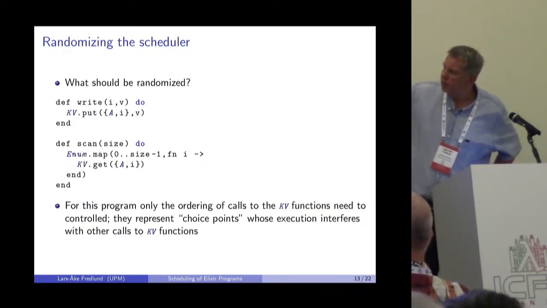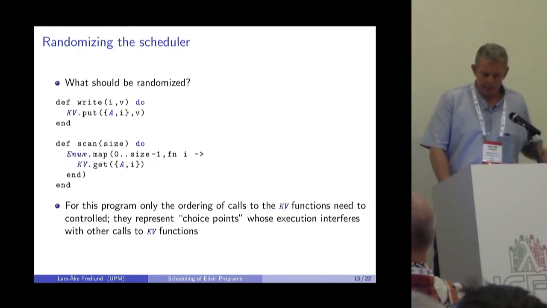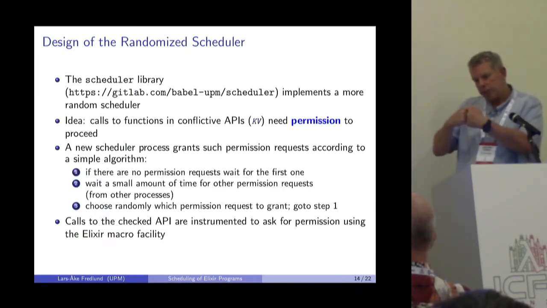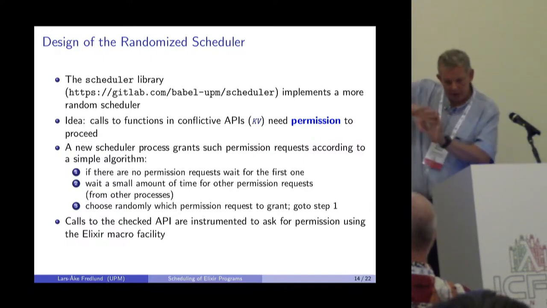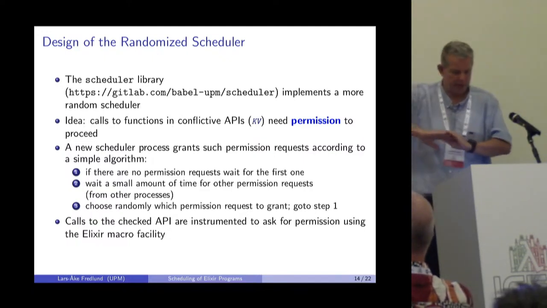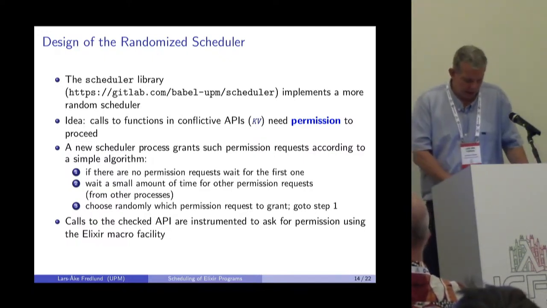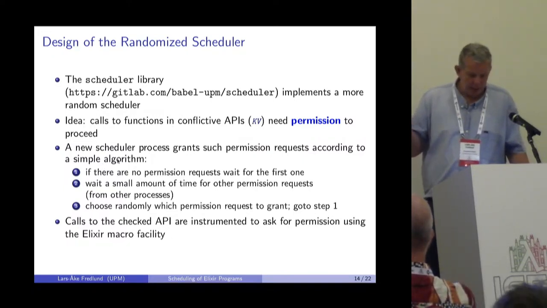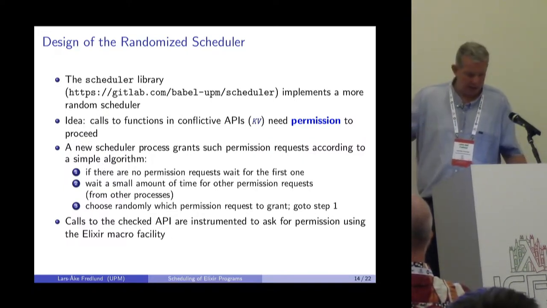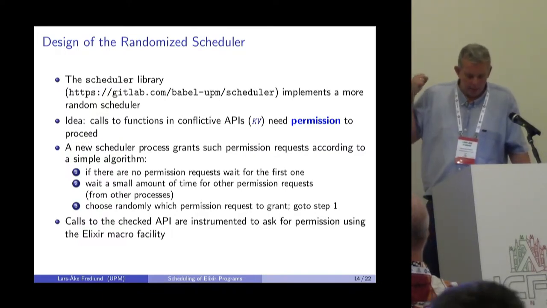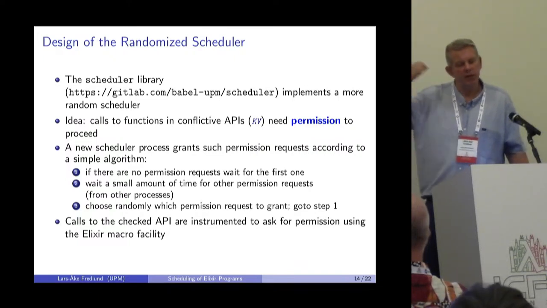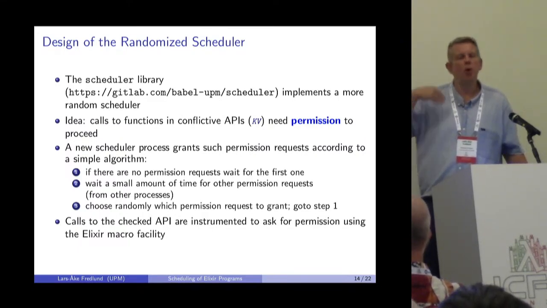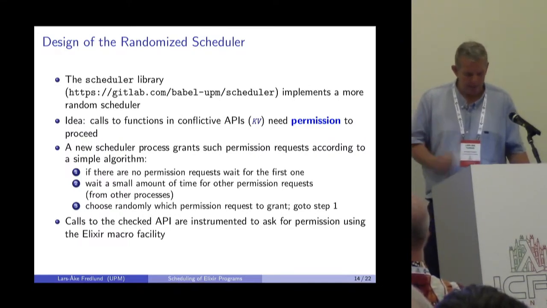So before making a call to put and get, the idea is that the program doing that should ask for permission to do that. So who answers this request for permission? It's a scheduler process that, again, runs separately from the other processes. So the protocol is as follows. The scheduler process starts waiting, and if there is no permission request, it just waits until the first one comes in, okay? And when the first request comes in, so somebody wants to execute, for instance, KV put, well, it continues waiting for a little bit of time to see if there's more requests coming in soon, okay?